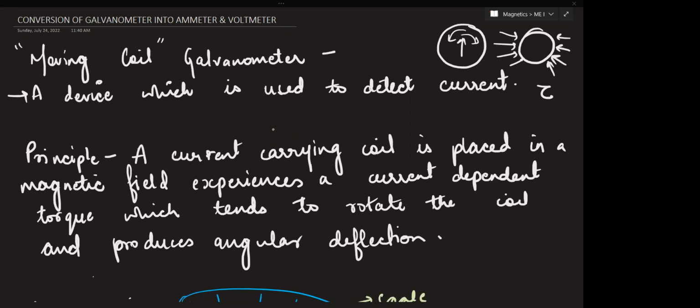Whenever a question is asked on the moving coil galvanometer in your subjective questions, you have to show all these: construction, principle, working. Sensitivity is also there. Sensitivity, we'll do it tomorrow. So note it down here.